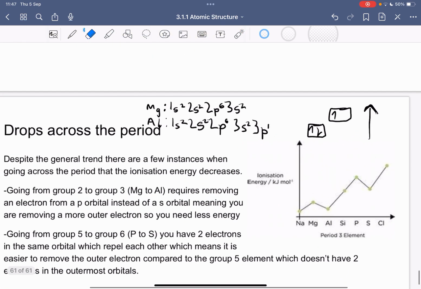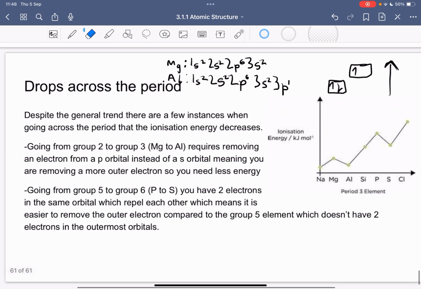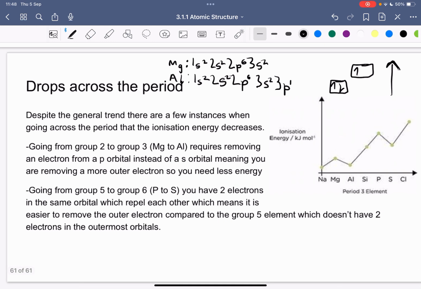Now for our second anomaly over here, the reason for the decrease is that as we go from group 5 to group 6, you have two electrons in the same orbital which repel each other, which means it is easier to remove the outer electron when compared to group 5, which doesn't have two electrons in the same orbital.